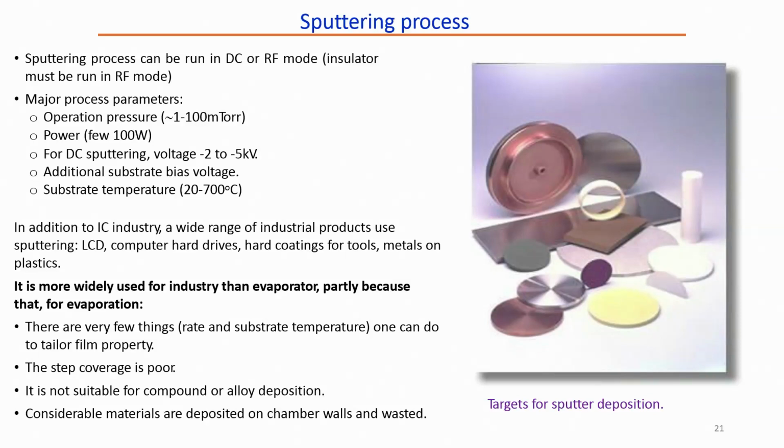In addition to, I would say, industry, a wide range of industrial products use sputtering. You see, that is the advantage of sputtering. It is used in fact by a lot of industries apart from IC industry, and that is for LCD, computer hard drives, hard coating for tools, metal on plastics, and so on.